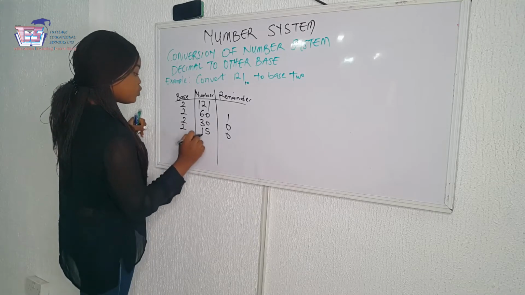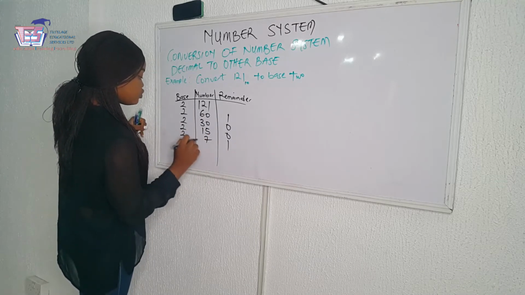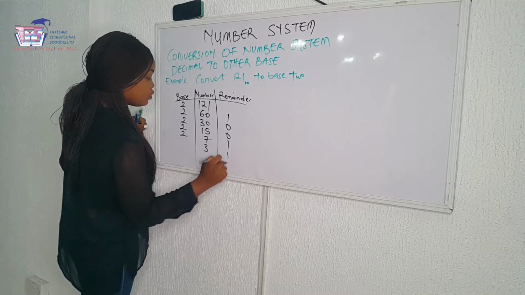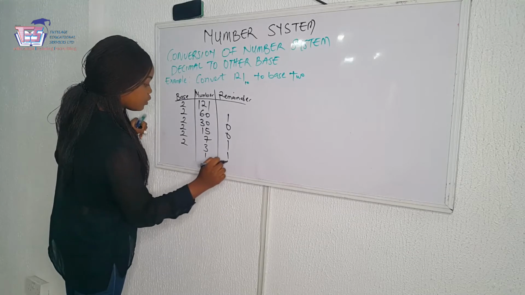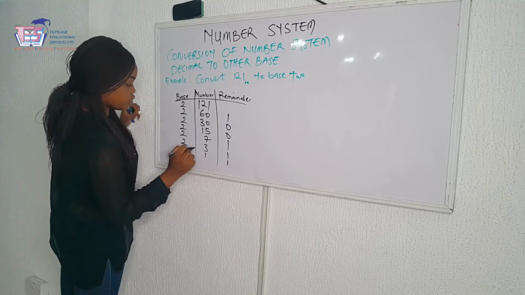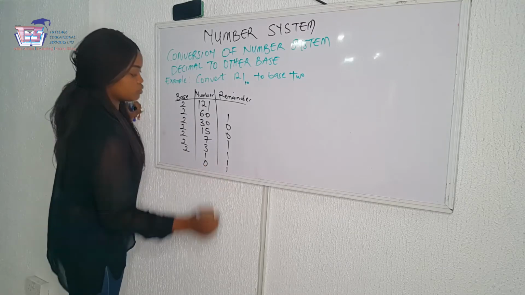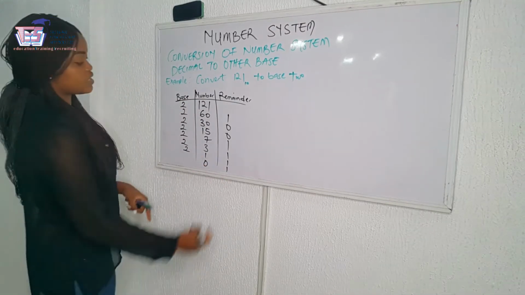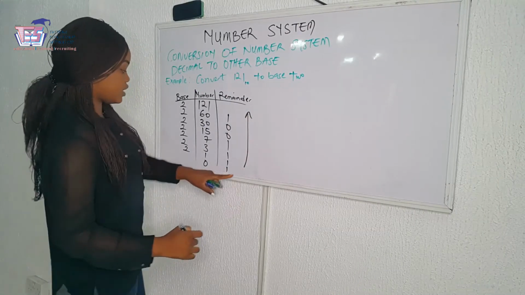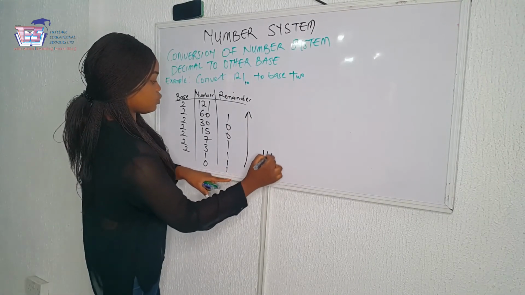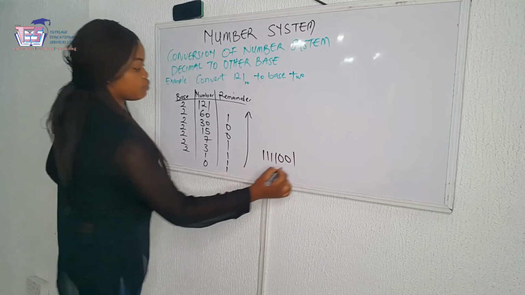15 divided by 2, we have 7, remainder 1. 7 divided by 2, we have 3, remainder 1. 3 divided by 2, we have 1, remainder 1. Then the last part, 1 divided by 2, we have 0, remainder 1. When we want to write the answer, we take it from down to up, this way. So our answer will be 1, 1, 1, 1, 0, 0, 1. This answer is in base 2.